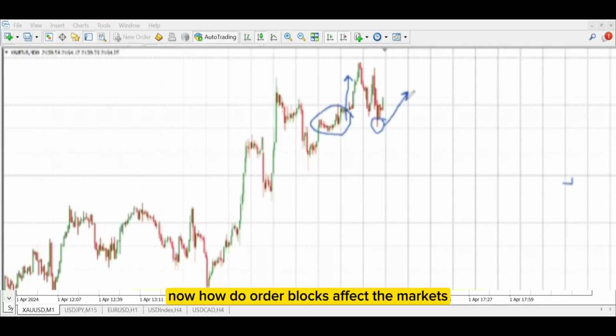Now, how do order blocks affect the markets? Order blocks affect the markets in different ways. First, price movement: due to the large size of orders from the block house, when a big block of buy orders is executed, it can push the price up, while when a large block of sell orders is executed, it can push the price down. Secondly is liquidity. Order blocks can change how liquid a market is because they are often big enough to absorb all available liquidity. Then thirdly is market sentiment.